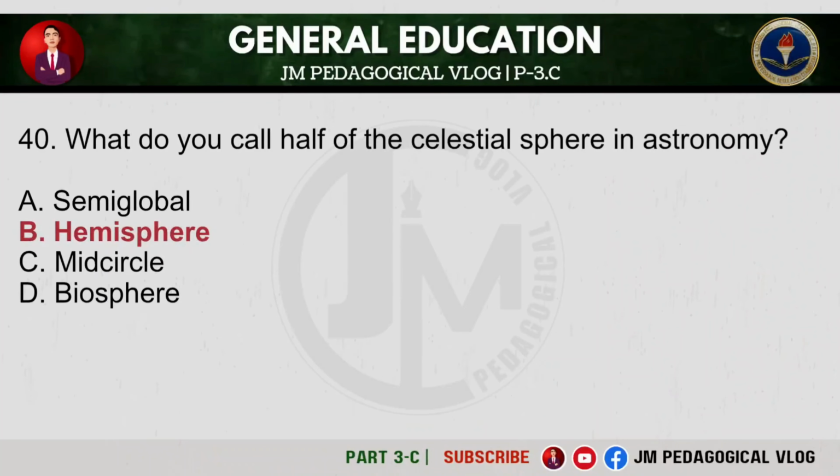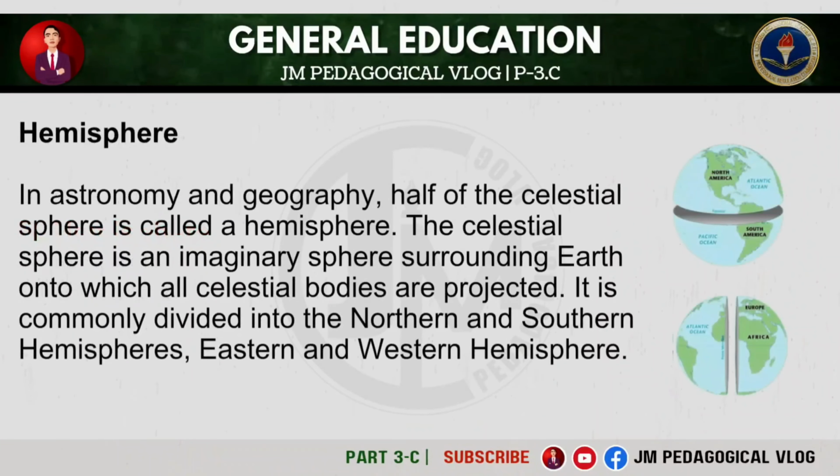B. Hemisphere. In astronomy and geography, half of the celestial sphere is called a hemisphere. The celestial sphere is an imaginary sphere surrounding Earth onto which all celestial bodies are projected. It is commonly divided into the northern and southern hemispheres.